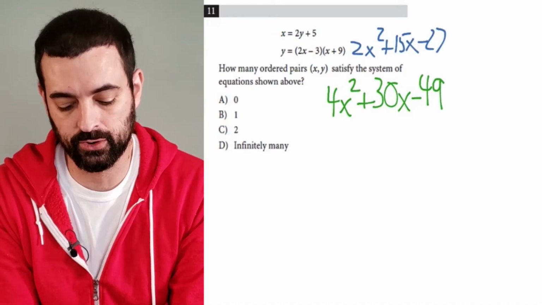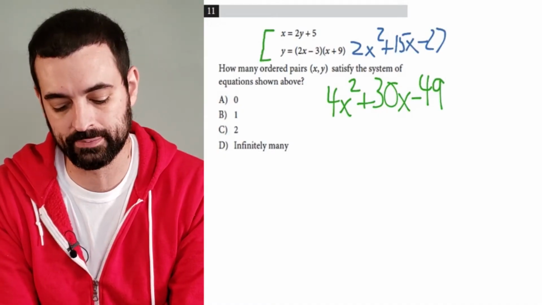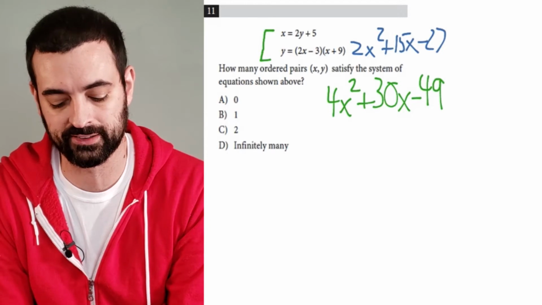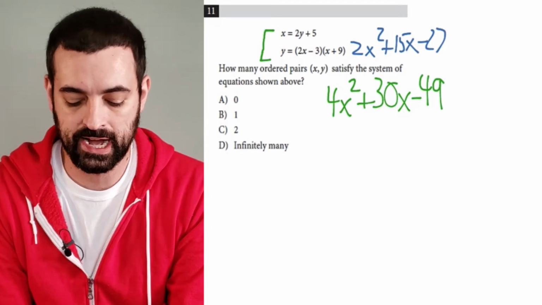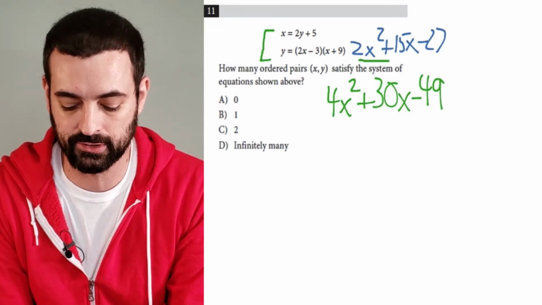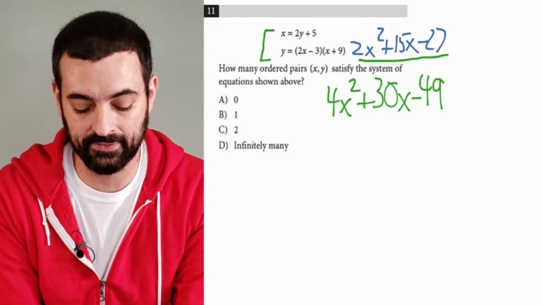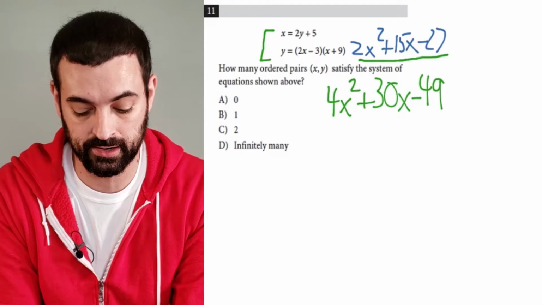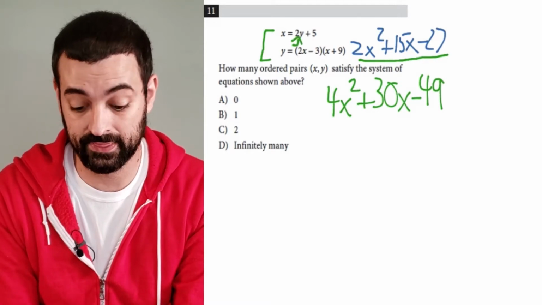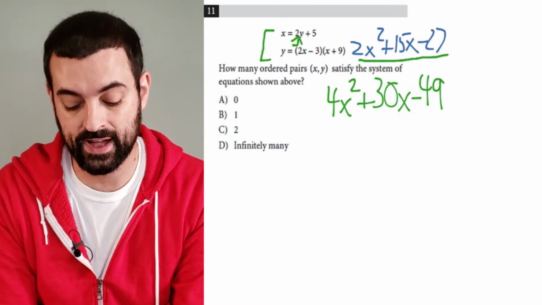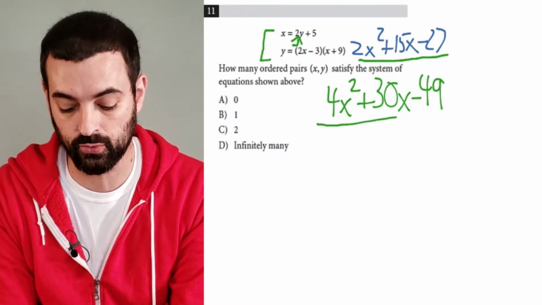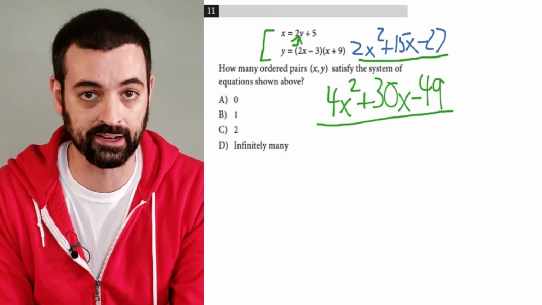You've got a system of equations, x equals 2y plus 5 and y equals 2x minus 3 times x plus 9. I've already FOILed this out. So you have 2x plus 15 minus 27. And then I've substituted y into the x equation. And the resulting final polynomial is 4x squared plus 30x minus 49.